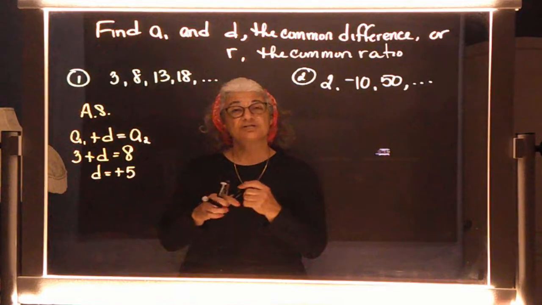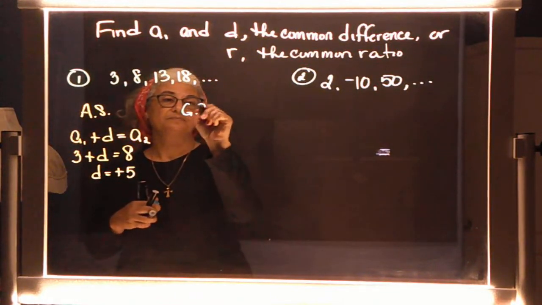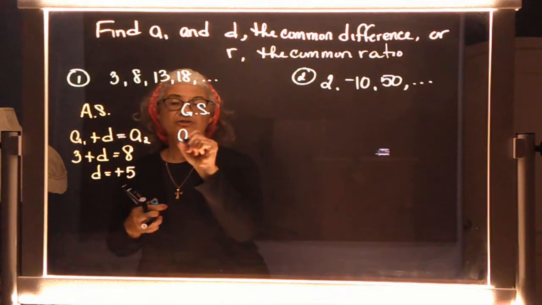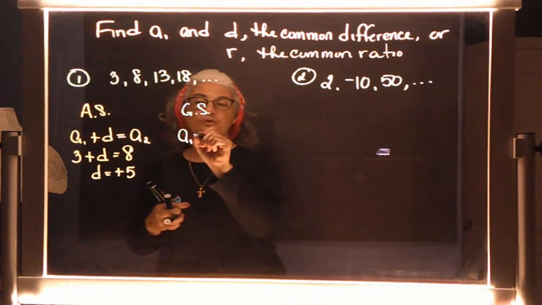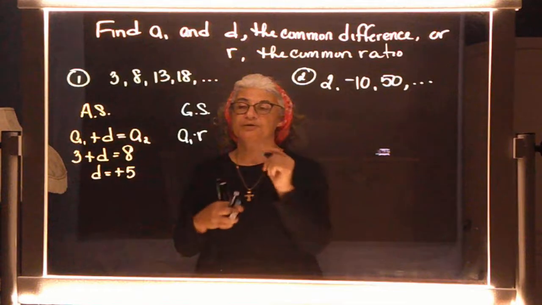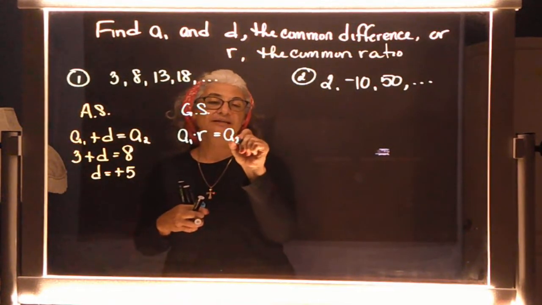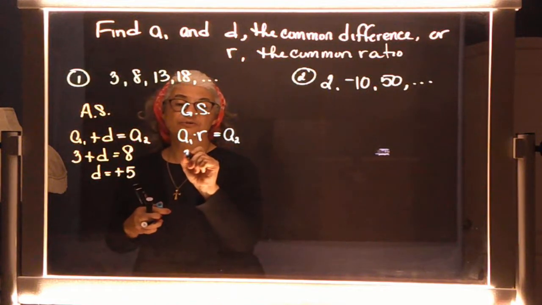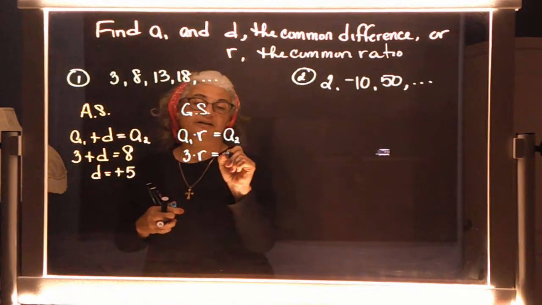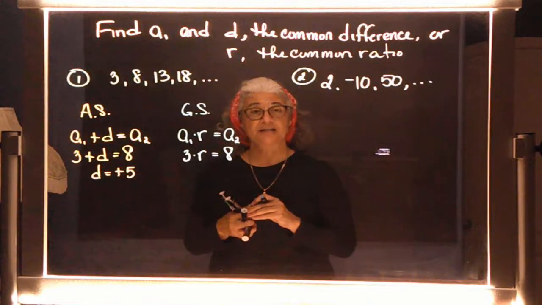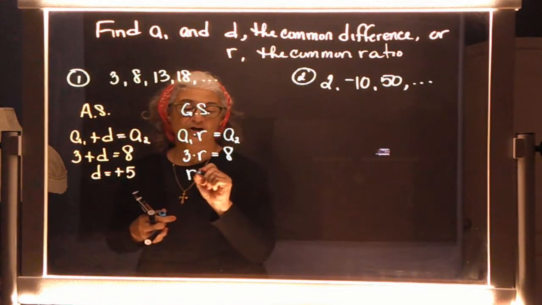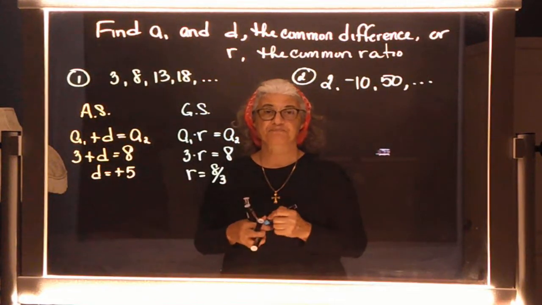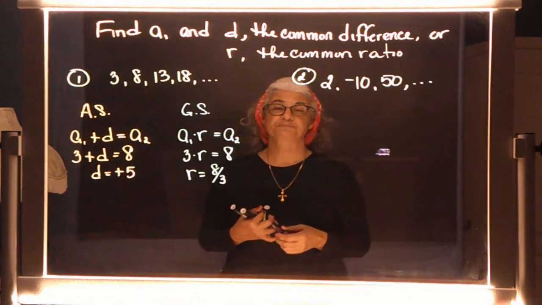If this was a geometric sequence, then by the definition of a geometric sequence, if I took the first term and multiplied it by r, the common ratio, that would get me the second term, wouldn't it? So, again, the first term is 3. I don't know what the r is, and it would equal the second term, which is 8. Which means my r would be this fraction 8/3. Agreed?